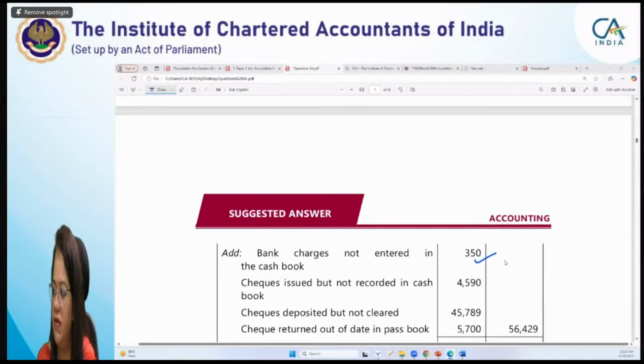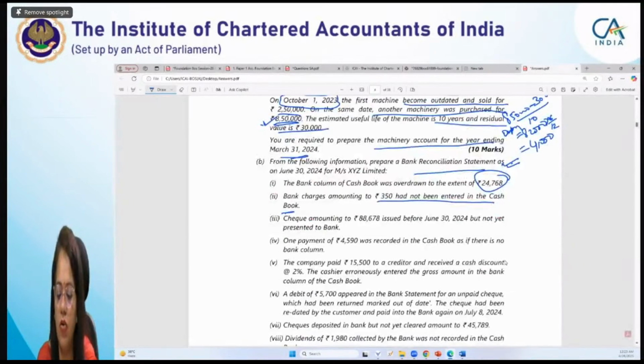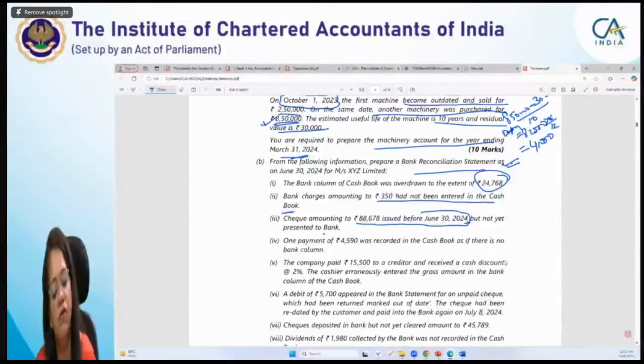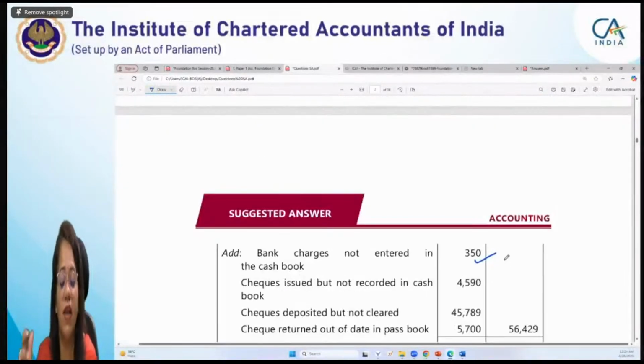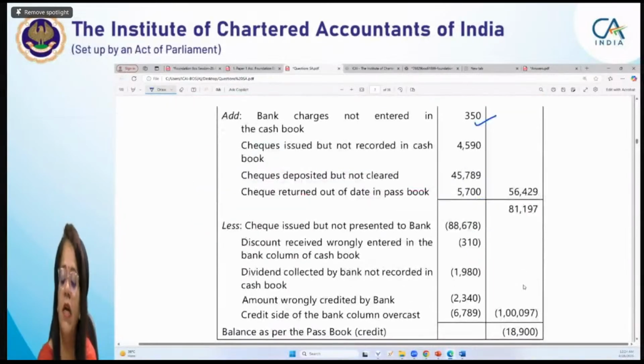All right. Then check amounting to rupees this issued before 30th June 2024 but not has been presented to bank. चेक जो है अमाउंटेड टू रुपीज दिस 88,678 जो हमारा इश्यू हो गया था 30th जून 2024 को which has been issued but बैंक को नहीं प्रेजेंट किया. So we would have taken into the cash book but it has not been presented to the bank. So बैंक का बैलेंस obviously ज्यादा दिखा रहा होगा. We have to reduce our overdraft balance. So this amount is to be reduced.